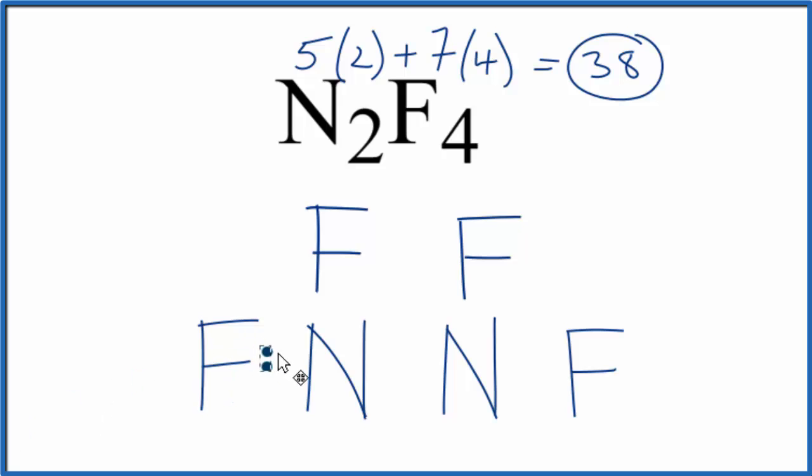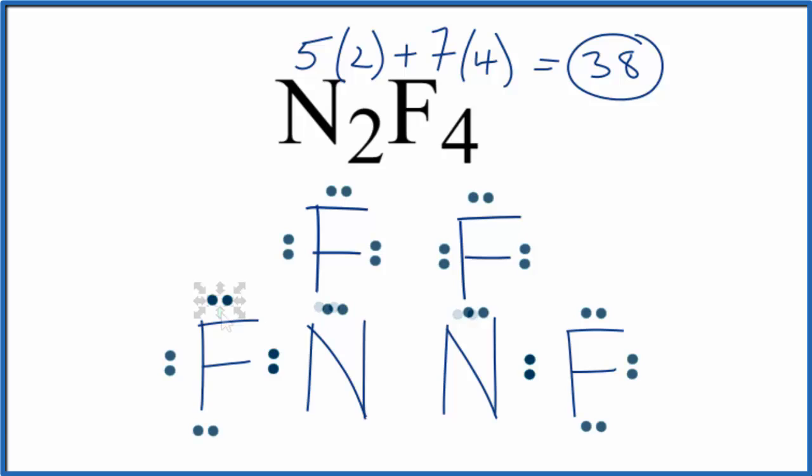Let's put them between atoms, and this will form the chemical bonds between the nitrogens and the fluorine atoms. Next, we'll complete the octets on each fluorine atom. Let's put a pair to bond these nitrogen atoms together as well. At this point, we've used 34 electrons. We have 38 valence electrons. So let's just complete the octet on each nitrogen atom.